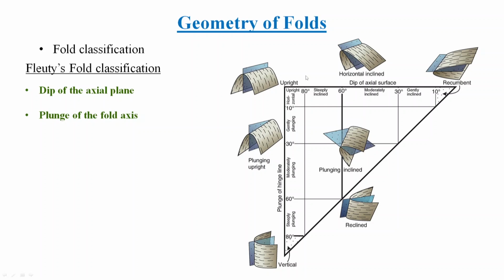Based on the dip of the axial plane, folds are categorized as upright fold, steeply inclined fold, moderately inclined fold, gently inclined fold, and recumbent fold. You can also look at these diagrams to have an idea how your axial plane is oriented within the fold. Apart from that, there is another thing, that is the plunge of the fold axis. Again, it's a line, like we have seen that fold axis is a line. So again, you need to fix the three-dimensional orientation of this line in space. So that is done again.